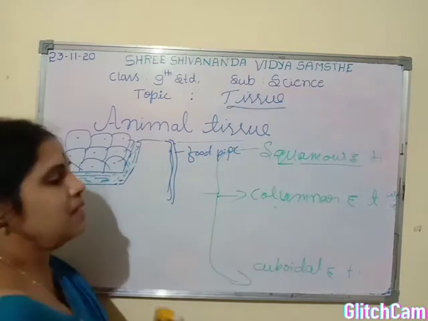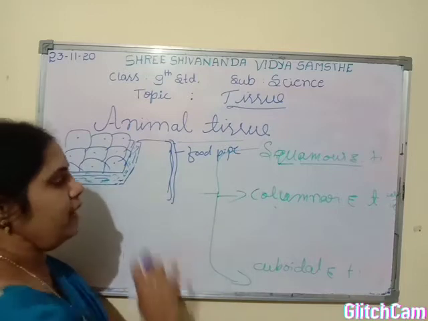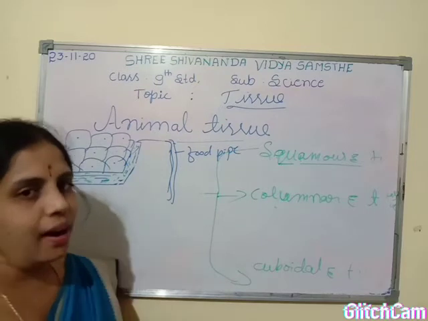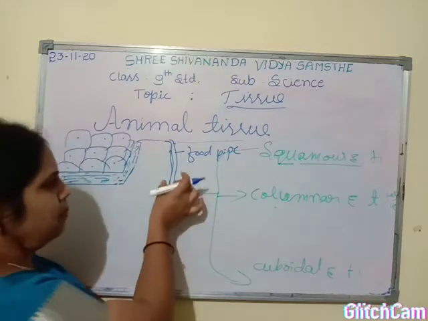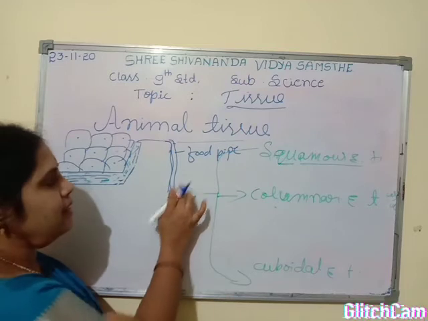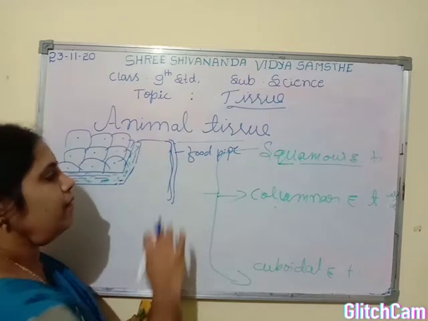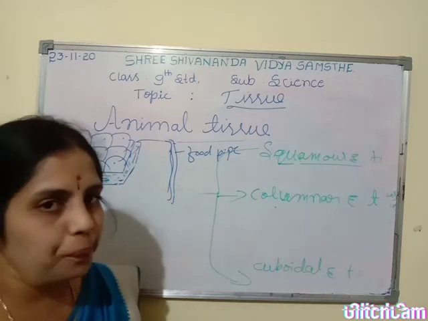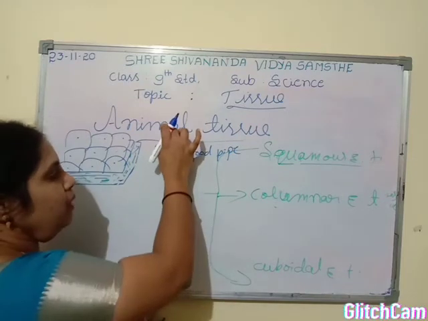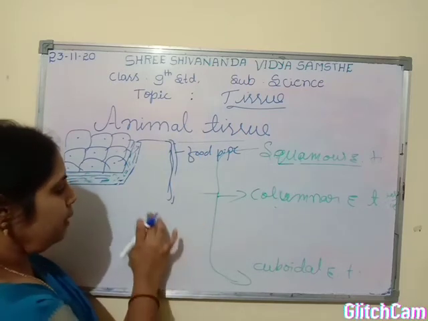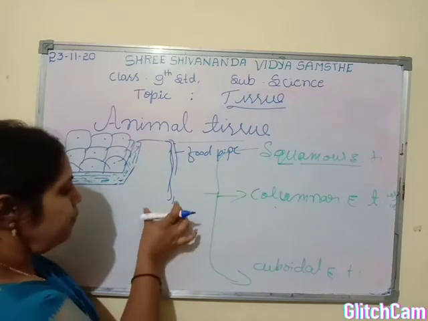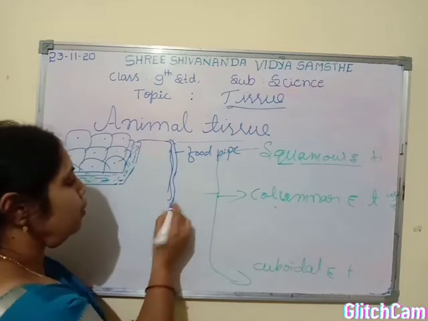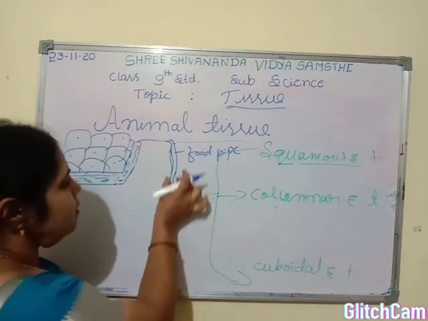Where do you find the squamous epithelial tissue? That is in the esophagus. Esophagus is nothing but the food pipe, so this is the passage. It performs a very important function in the passage of food. It carries food from the mouth and helps it reach the stomach. It helps in the transportation of food to the stomach.